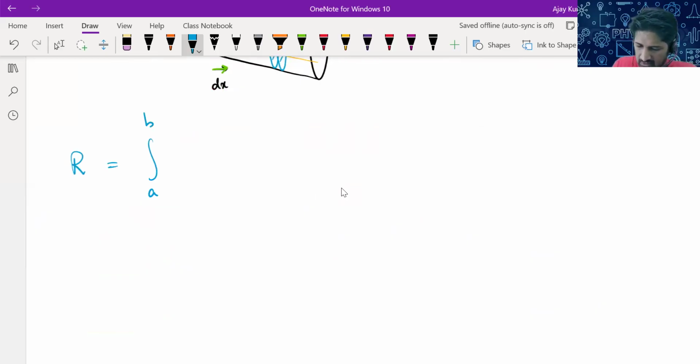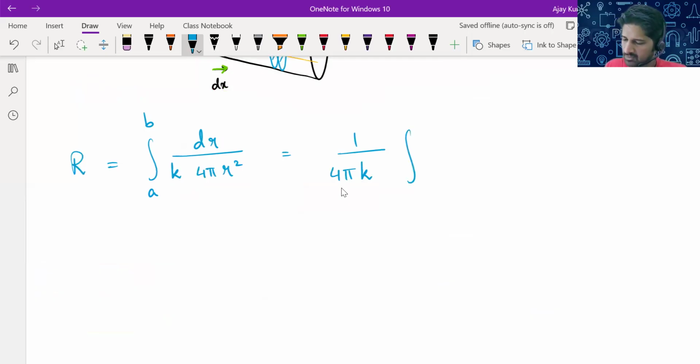Integral A to B. Length was dr, conductivity was K, area of cross section is 4 pi r square. Okay. So 1 by 4 pi k, these are constants, you can put them outside the integration. And 1 by r square dr can be written as r power minus 2 dr. And we have to substitute limits a to b. We'll first integrate and then substitute limits.